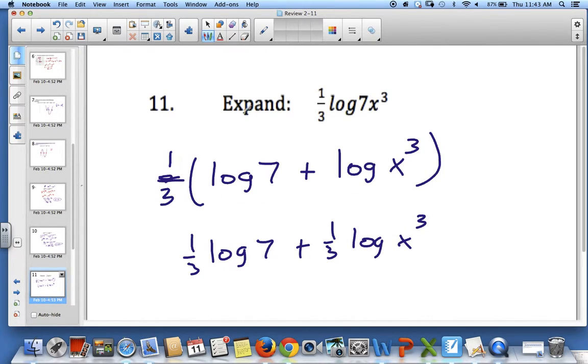And now the next step is a little tricky. What we're going to do is basically say this 1/3 can be moved up to here. So it's log of 7 to the 1/3 power. Move that up.